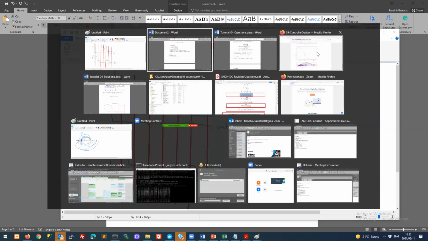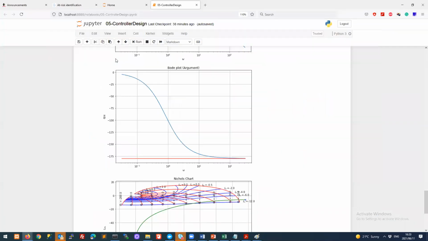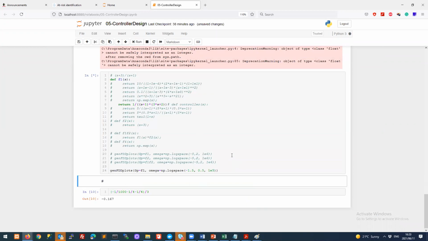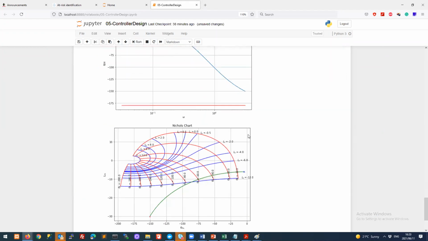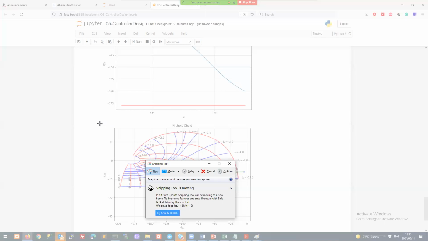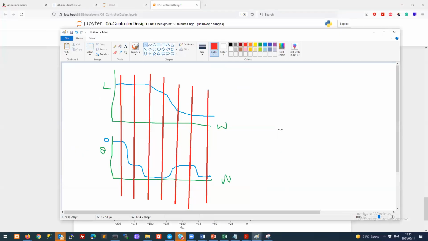So let's get a bit of a snapshot of a Nichols chart. Okay, let's draw a nice Nichols chart. Let's put this back. Just snip that out. So there's our Nichols chart.